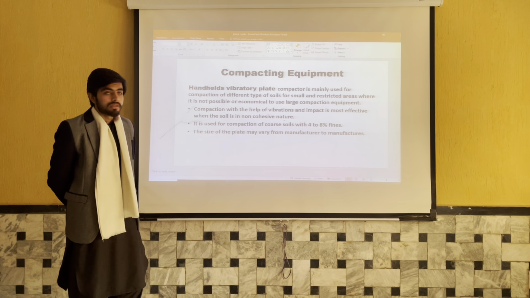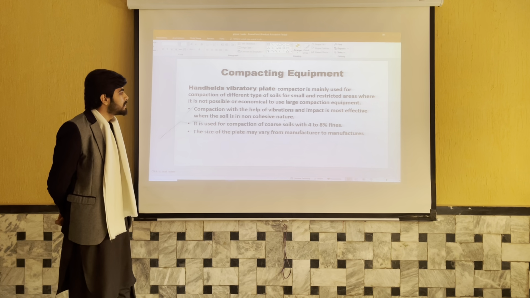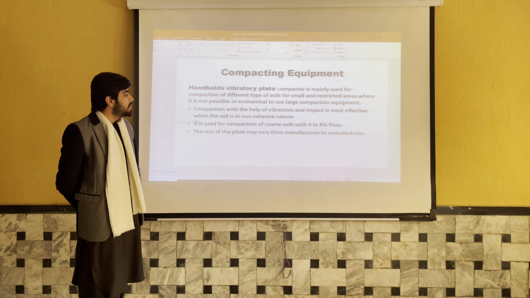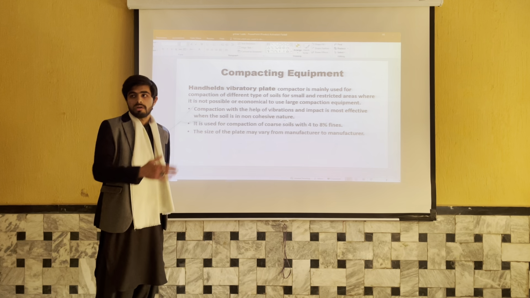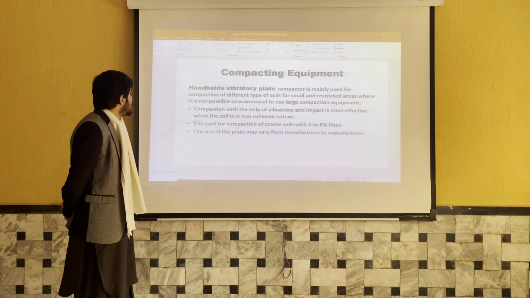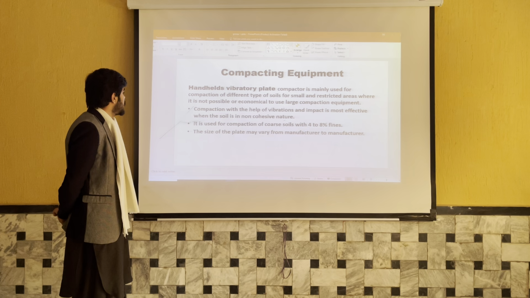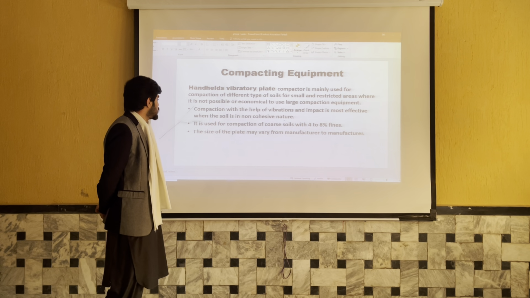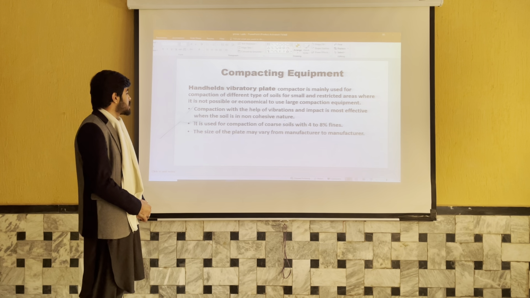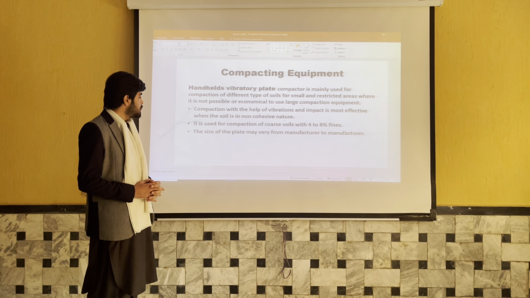Handheld vibratory plate compactor is mainly used for compaction of different types of soils in small and restricted areas where it is not possible or economical to use large compaction equipment that was discussed in the earlier types. Compaction with the help of vibrations and impact is most effective when the soil is non-cohesive in nature. It is used for compaction of coarse soils with 4 to 8% fines. The size of the plate may vary from manufacturer to manufacturer.